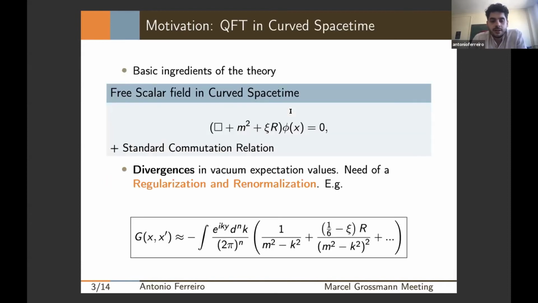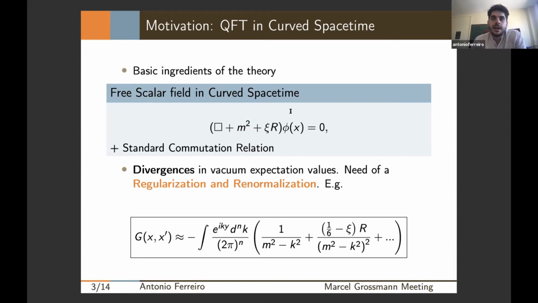We know how to construct a quantum field theory in curved spacetime by extending flat Minkowski spacetime to a general curved spacetime, considering the equation of motion, for example, for a scalar field, and then stating the commutation relations. Then we can construct from this some observables, for example, the vacuum expectation value of the stress-energy-momentum tensor, or also the propagator.